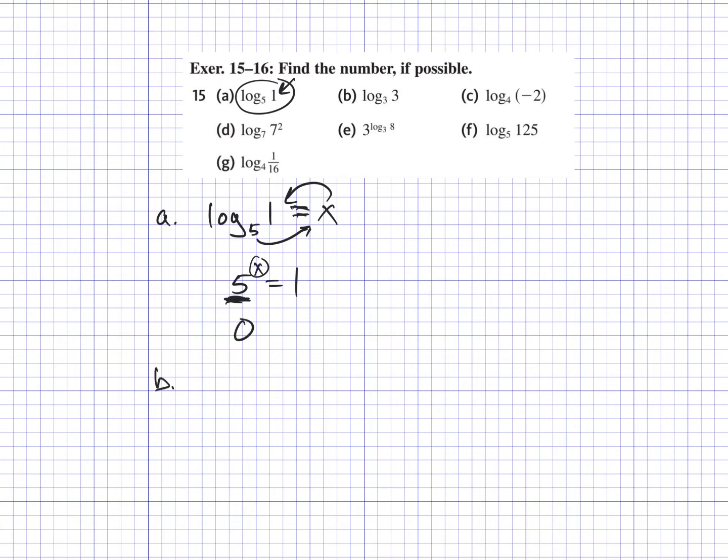All right, B, what does this mean? Let's check this out. Log base 3 of 3 equals x. Well, we don't know what it equals. That's why I said x. So 3 to the x is equal to 3.